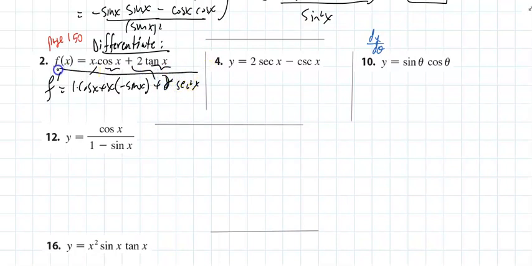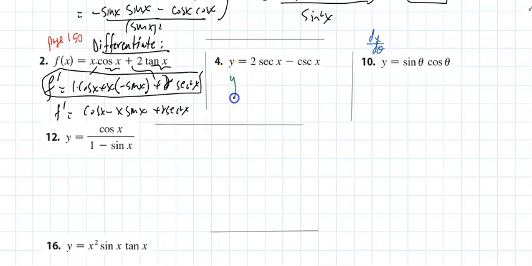On a test, this is all I want for now. For the homework, you're going to clean that up. Cosine of x minus x sine of x plus twice the secant squared of x. And that's pretty much it. Now you're going to re-practice what you learned as far as quotient rule and product rule.